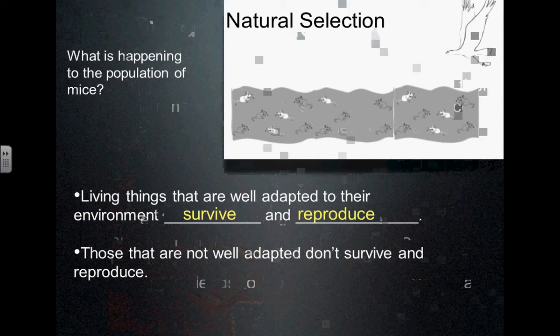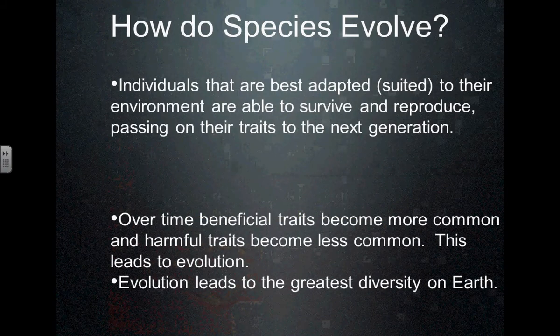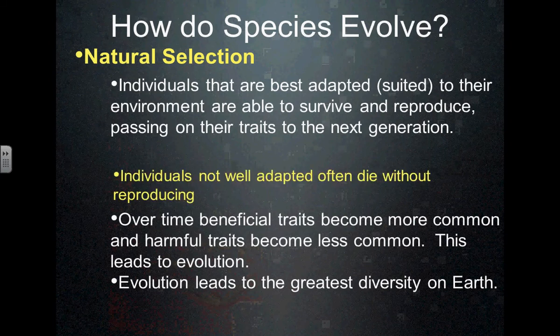But over time, the gray mice become more common. All right, so species evolve. We have to start here. This process is called natural selection. And it's really not very complicated. It just says basically the individuals that are best adapted, that are best suited to their environment, will be able to survive better and therefore reproduce, passing on their traits to the next generation. Any individual who's not well adapted is going to die off without reproducing.